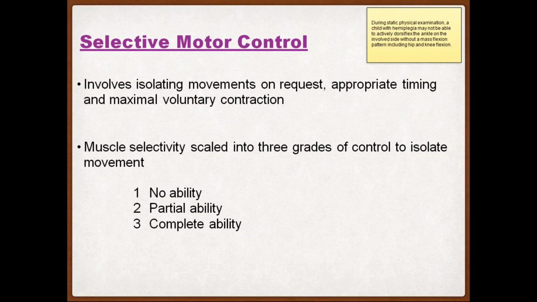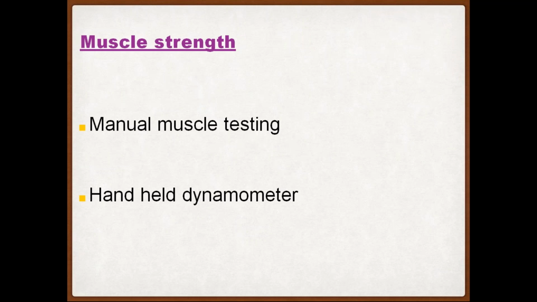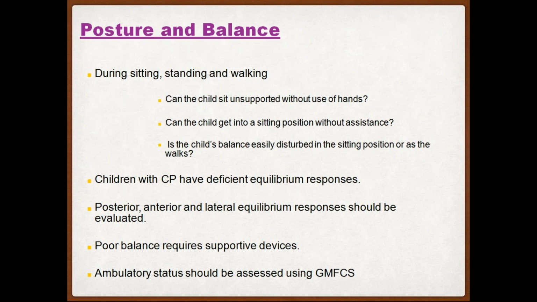Basically, to know cerebral palsy, you have to know the anatomy and functions of all the muscles, lower limbs, upper limbs, particularly lower limbs. And muscle strength, by manual muscle testing or handheld dynamometer, and posture and balance during sitting, standing, and walking. Children with CP have deficient equilibrium responses. Posterior, anterior, and lateral equilibrium responses should be evaluated. Poor balance requires supportive devices.